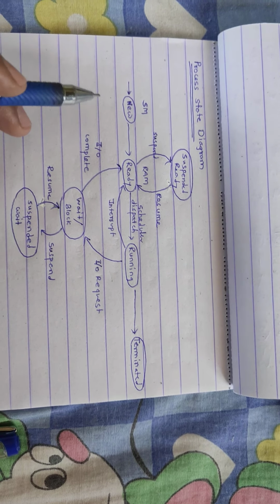Now when a new process is created, initially that process is present on the secondary memory, and that state of the process is called the new state. Here we can say that the process is in static mode, and no other resources are assigned to that process. Further, the process is admitted to the next state, that is the ready state.